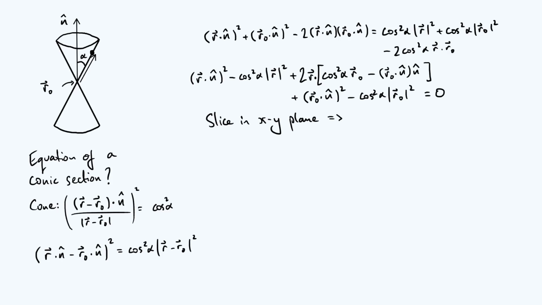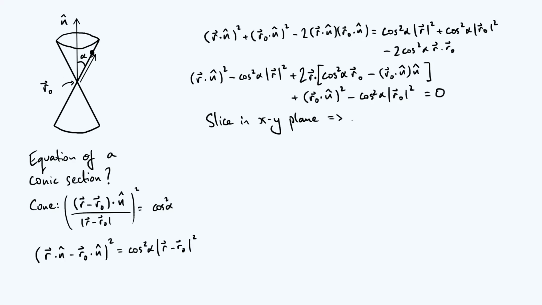It's perfectly possible to find the locus of points, which is the intersection of the cone with some arbitrary plane defined by some arbitrary normal. But to keep the algebra manageable, the simplest thing to do is just choose the plane that you are intersecting the cone with to be the xy plane. We can do that without losing any generality, right? Because if we were to find the intersection of the cone with a different plane, we would be moving our plane around, but that's equivalent to moving the cone around, and we can move the cone around by changing r naught and n and alpha. So it's perfectly general to slice it in the xy plane.